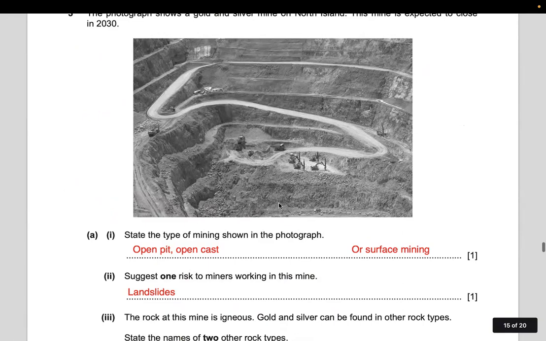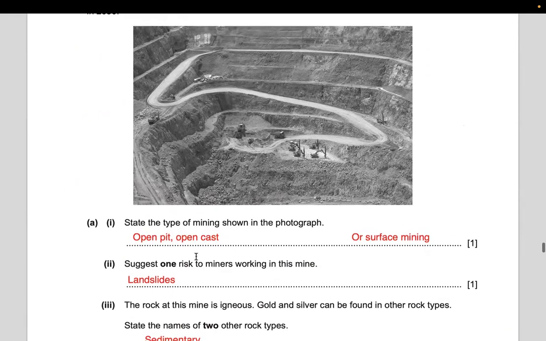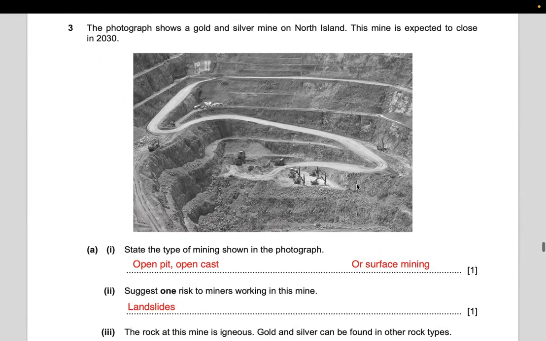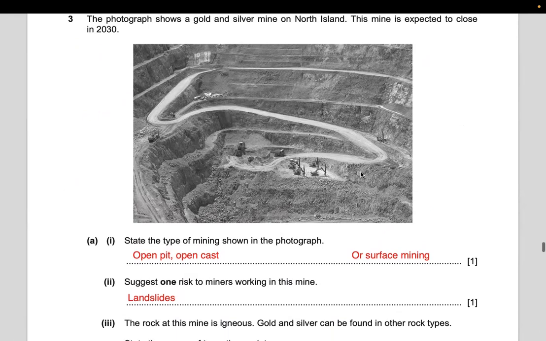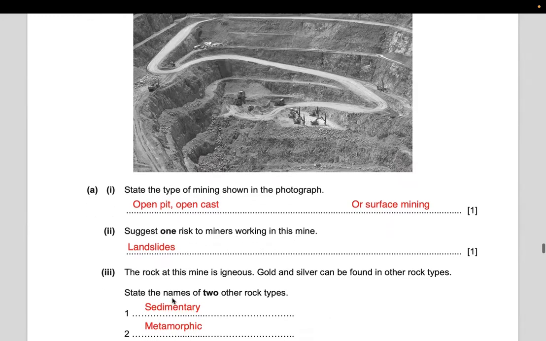Open pit, open cast mine, that's easy, or surface mining. Now, I've never seen this before. A risk to the workers here. Usually it's a question about the risk to workers of shaft mining, being underground and explosions and fires and being trapped by mine tunnels collapsing, etc. This, you're like, oh, I've got to think about that. Well, it's just landslides, isn't it? We've talked about the fact that they dig it in benches, these benches to prevent landslides. So a risk is a landslide, right? Or rocks falling.